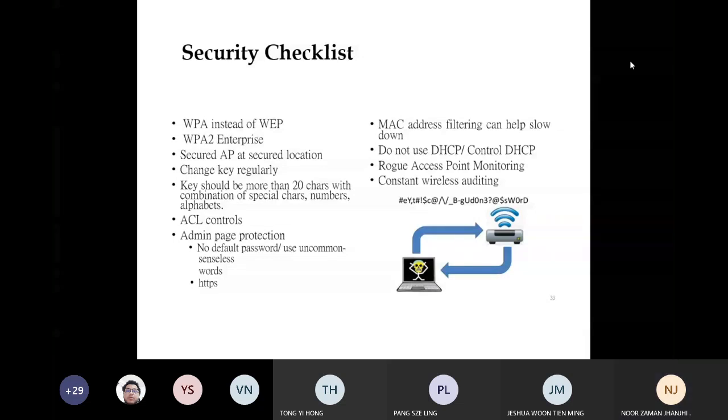So you remember that at the start, we said that user behavior is highly important. That is the one major source which gives hackers the chance to hack your network. So we have to be careful not to make these mistakes. And we have to apply admin page protections, and we have to apply MAC address filtering. Do not use DHCP openly.